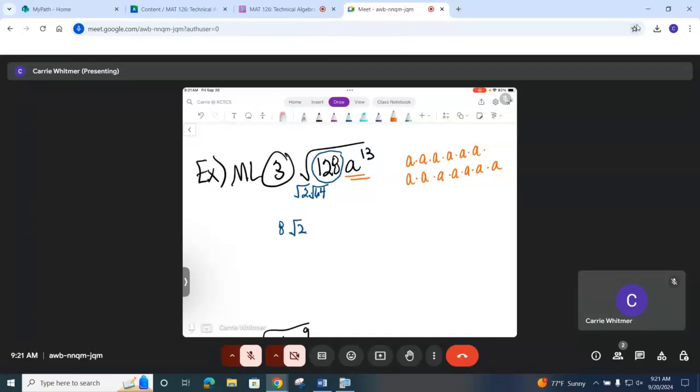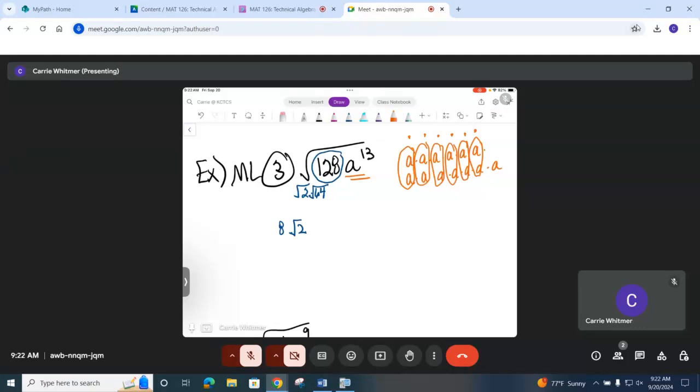Ran out of room there, so I went to another line. Okay. So if we're multiplying 13 a's together and we're taking the square root, we want to know how many groups of 2 would I have. Well, here's a group of 2, here's a group, here's a group, here's a group, here's a group, there's a group. So I have 1, 2, 3, 4, 5, 6 groups of a's.